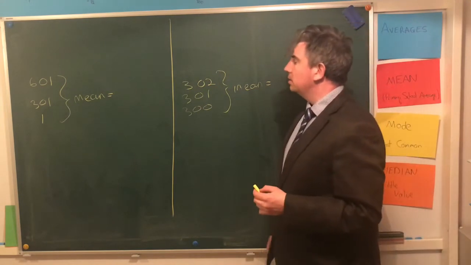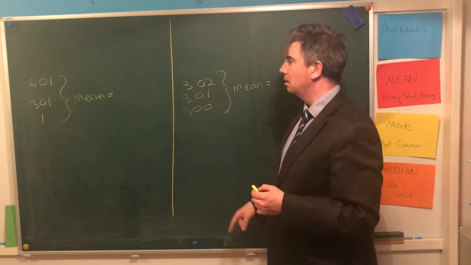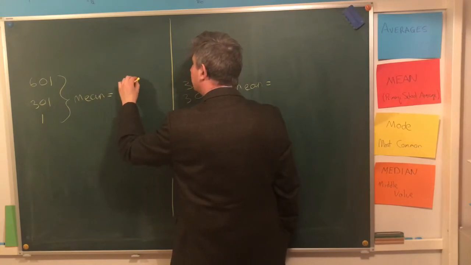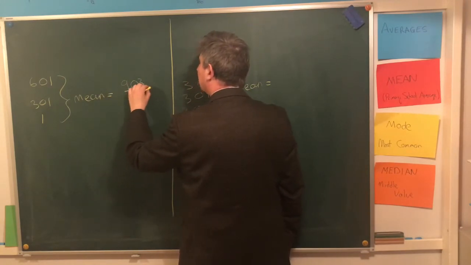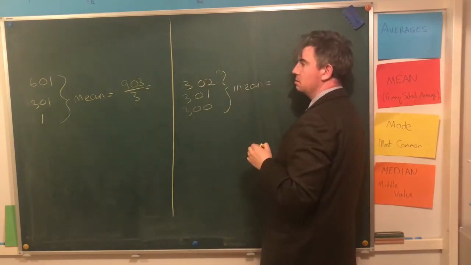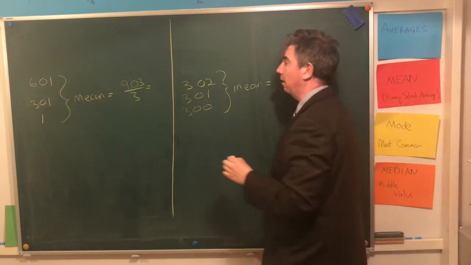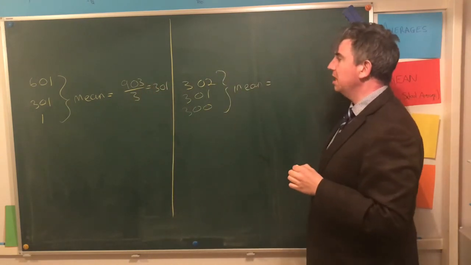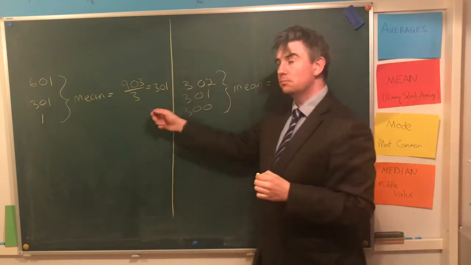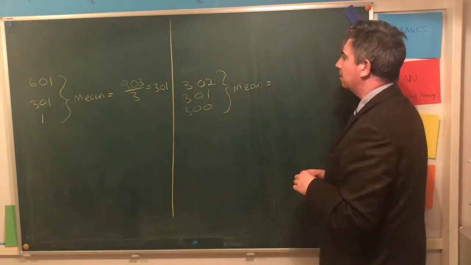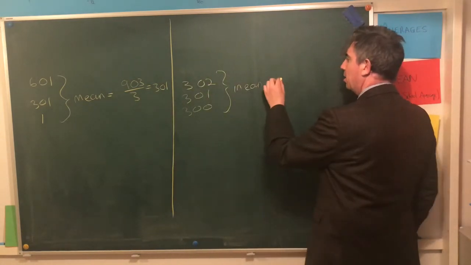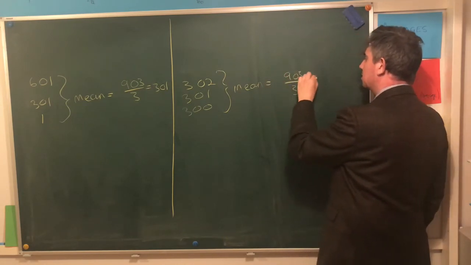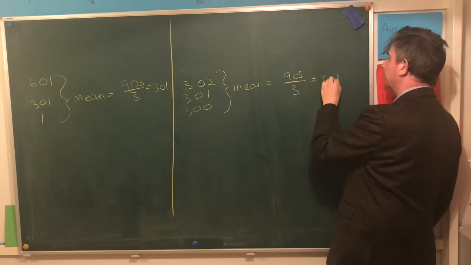Okay, so the mean of this one here is going to be, add them together, that's going to give us 903, sorry. That's going to be over 3, and that's going to equal 301. So the mean of this data here is 301. The mean of this data here is 903 again, all over 3. So the mean of this data is also 301.